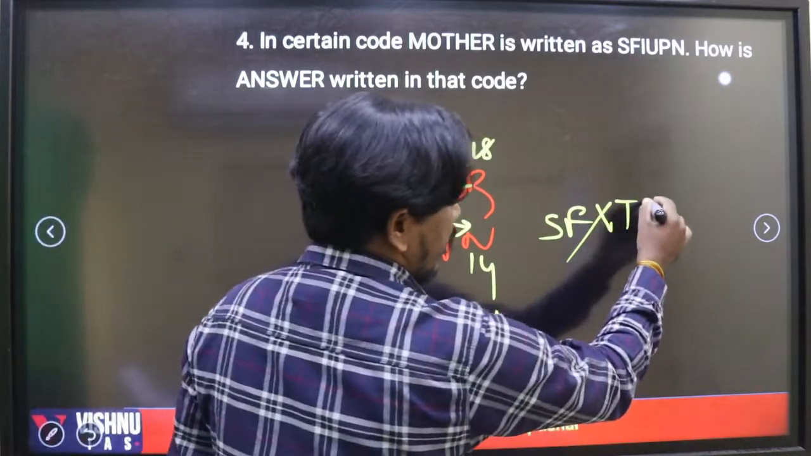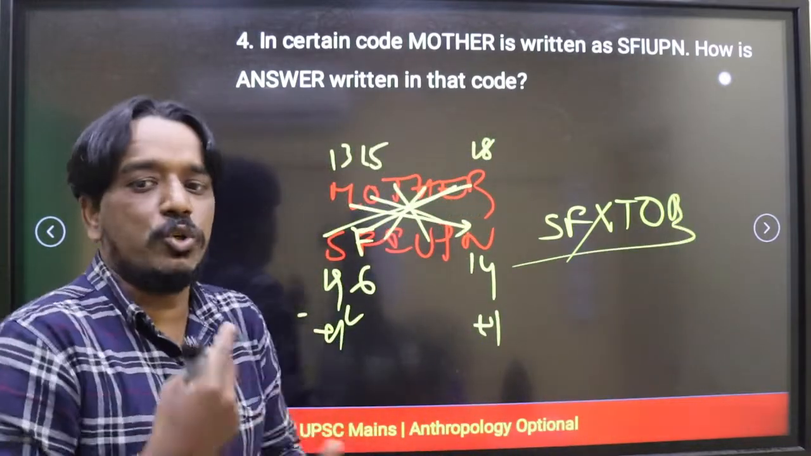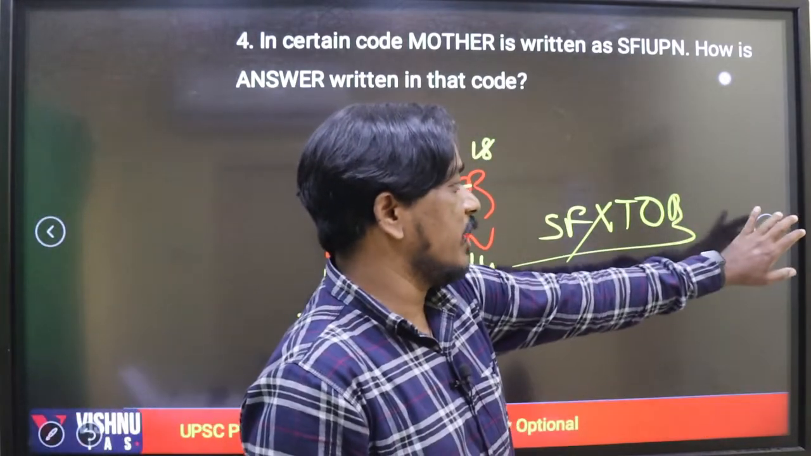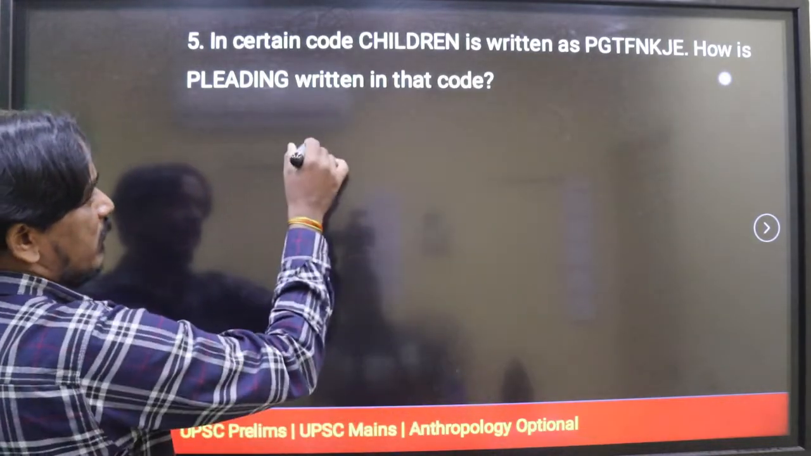And N is 14 and O is 15, you will get A and B. Simple. So once you know all the alphabets and all these numbers, very clearly you can answer. Let's try to take one more question, same model.